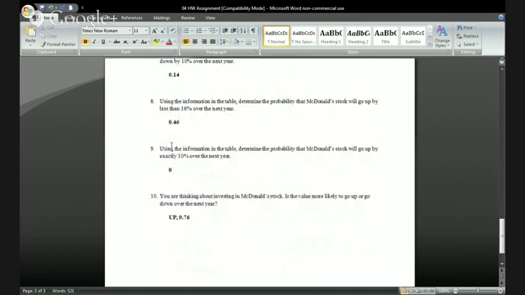And then determine the probability that McDonald's stock will go up by exactly 10% over the next year. And that's something that I was like, wait a second, it could, but based on the table, there's not a chance. Yeah, and it says using the information in the table. I was confused on that one too, but in the answer key it just said 0.